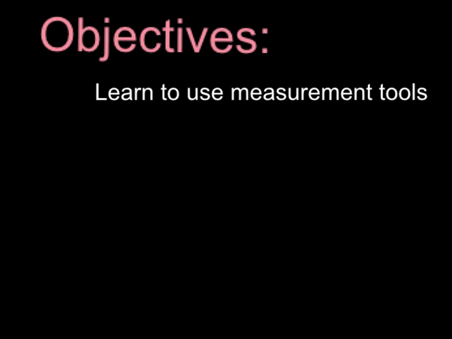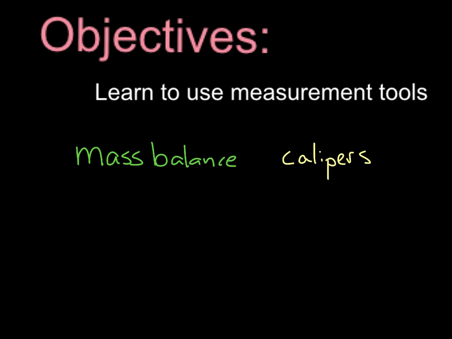Welcome to your first physics lab. Today's lab we're going to be talking about measurements. The objectives for this lab are to learn to use our measurement tools. We're going to be using 4 tools: a mass balance, a caliper, a meter stick, and a stopwatch.